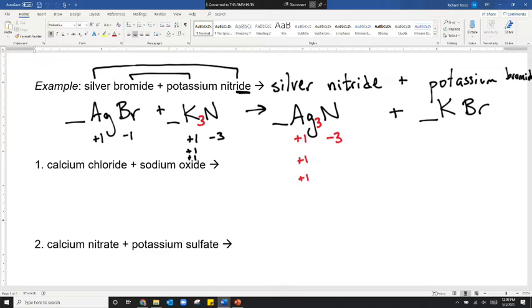And last combination here, I've got K and Br. K still positive 1, Br still negative 1. Ethan, does KBr add up to 0 the way it is? Yeah, it does. It's positive 1 and negative 1. All right, so we've done step 1, step 2, and step 3 with our subscripts.